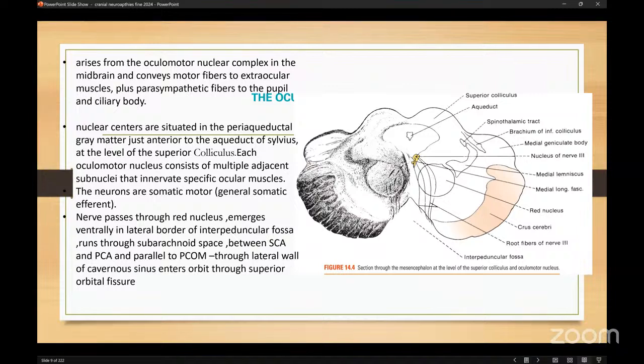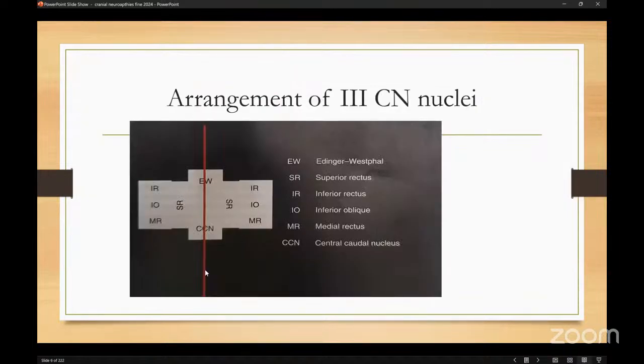The nuclear centers are situated in the periaqueductal gray matter, just anterior to the aqueduct of Sylvius at the level of the superior colliculus. Each oculomotor nucleus consists of multiple subnuclei, which we discussed. The central ones are the central caudal nucleus and the Edinger-Westphal nucleus. Next to them are the superior rectus medial subnucleus, and next to it the lateral subnucleus, which innervates the ipsilateral inferior rectus, inferior oblique, and medial rectus.